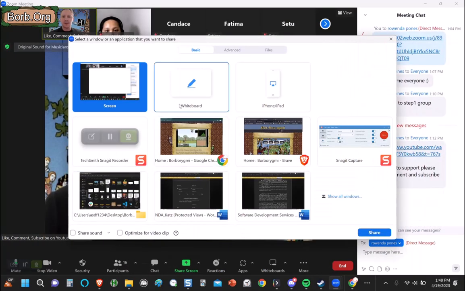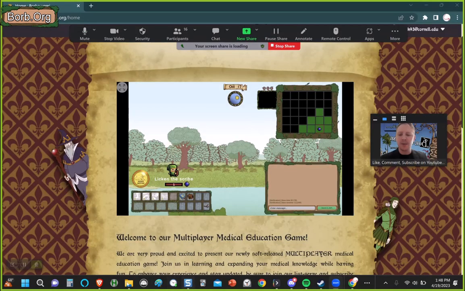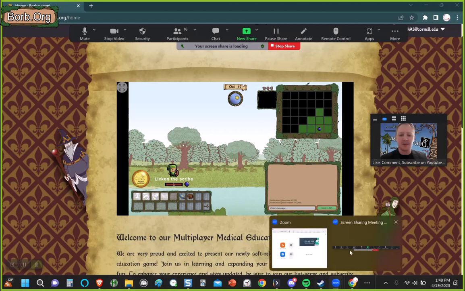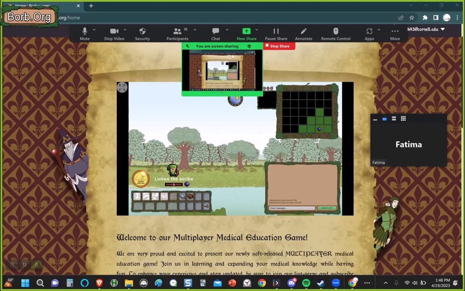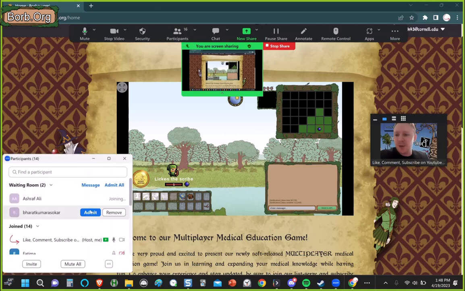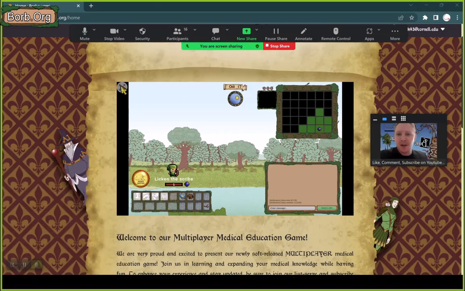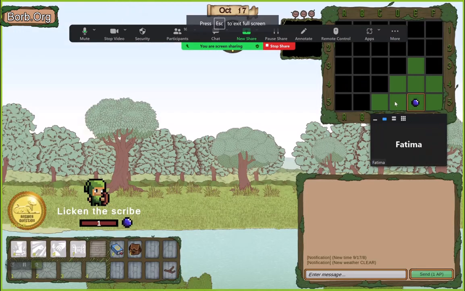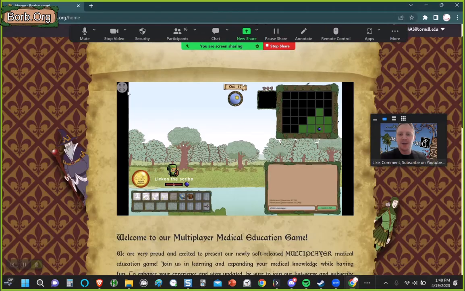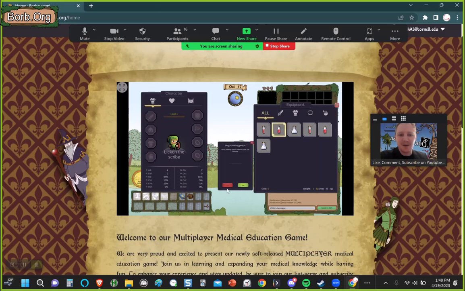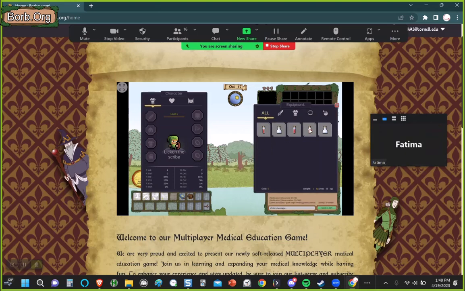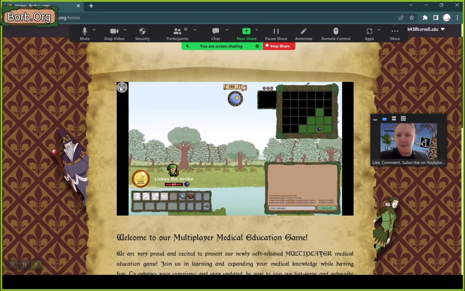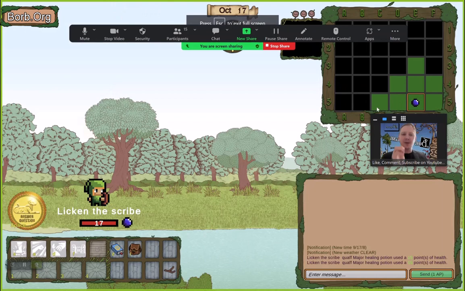And let's share screen here. Are you able to see my screen? Okay. So if you like, Candace, we can give you another shot at this. I'm going to maybe take a potion here, see if that works. Okay. So yeah, that works.